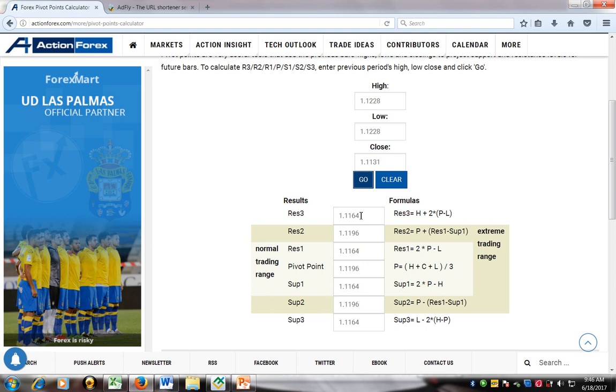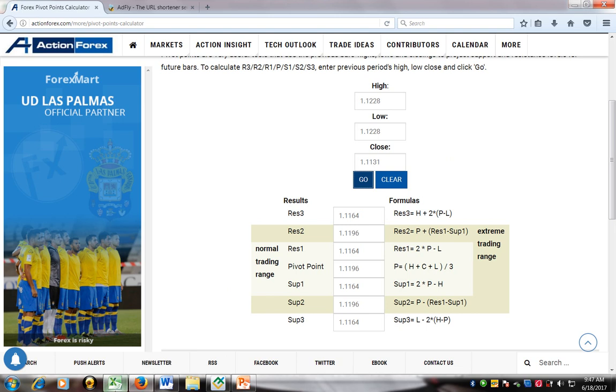These are our resistance levels: resistance 1, resistance 2, resistance 3. This is the major pivot point, and this is support 1, support 2, and support 3. Now I don't use this one, so I just give it to you to use if you don't have a pivot point calculator yourself.